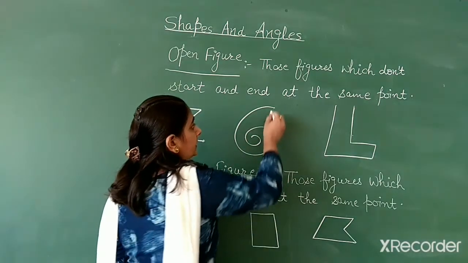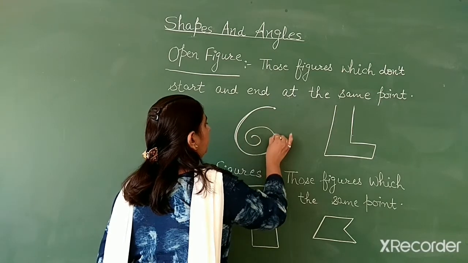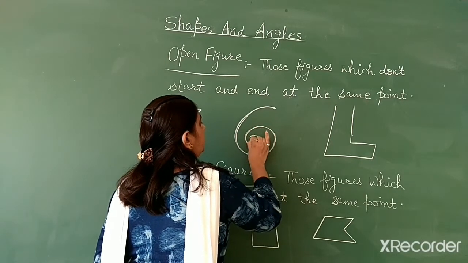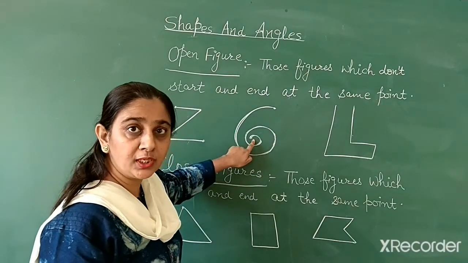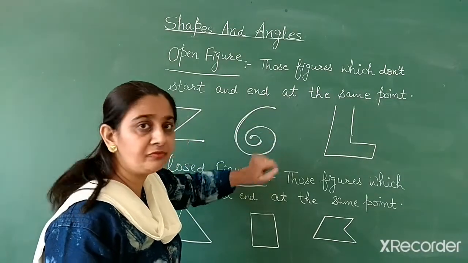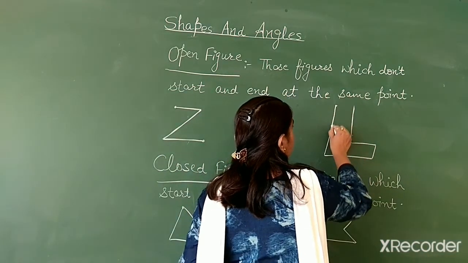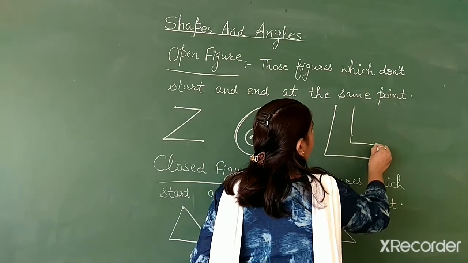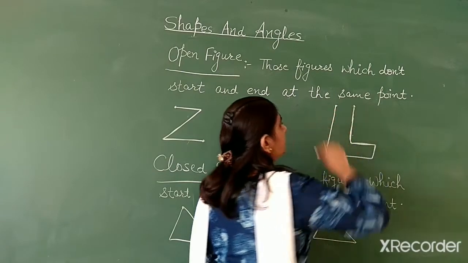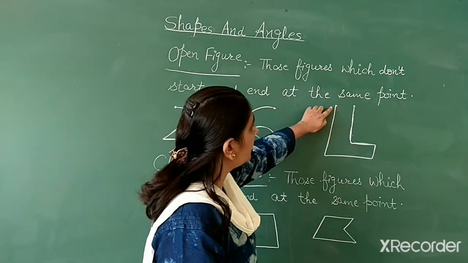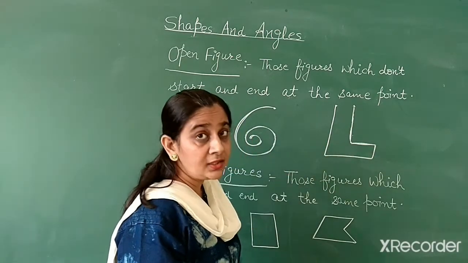Now look at the second figure. In this figure, this is the starting point, and it ends at this point. So starting point and ending point are different. So this is an open figure. Now look at the third figure. In this figure, this is the starting point, and it ends at this point. So again you will see starting point and ending point are different. It means again it is an open figure.